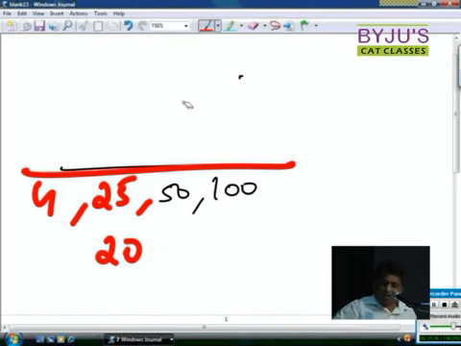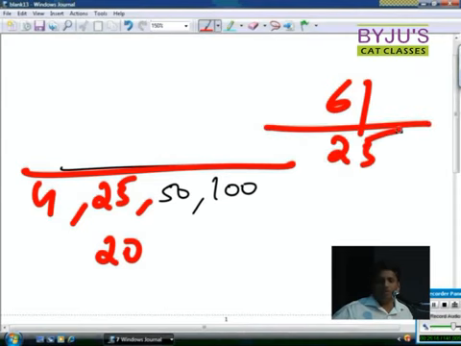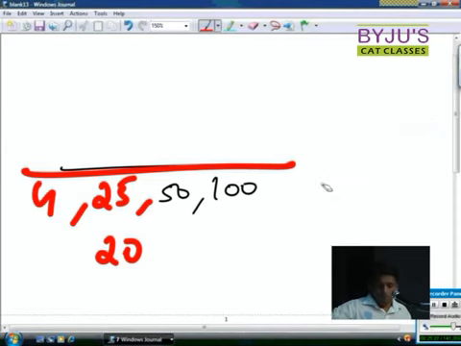Why? Because whenever the divisors are these numbers, you just need to see the last 2 digits to mark the answer. Right? If you have a number ending in 61, and if you are dividing it by 25, we know that the remainder can only be 11. And what are these numbers? And why are these numbers working? Those who attended divisibility rules, you know that.